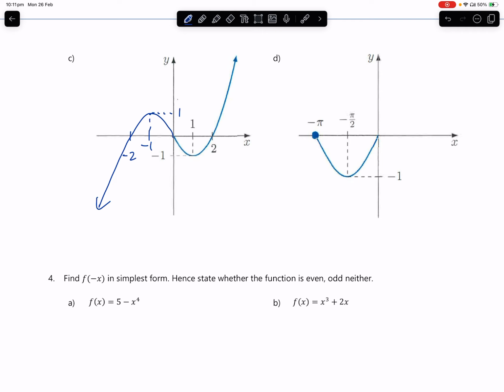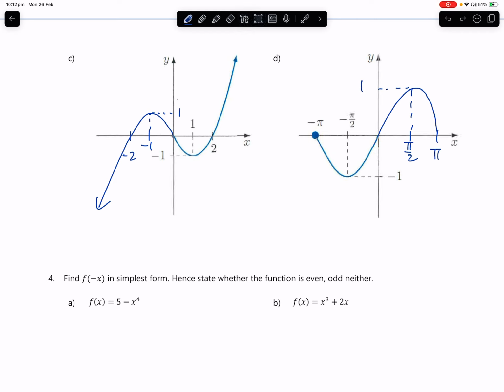For part D, you're going to reflect this about the x, then the y-axis. Okay, so you reflect about the x-axis becomes this. Okay, then reflect about the y-axis becomes this. Okay, so here's where we are. So you have pi there, then pi over 2. Okay, and this is going to be 1 because that's the opposite of -1.